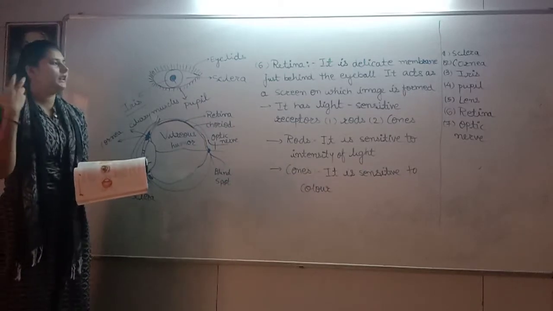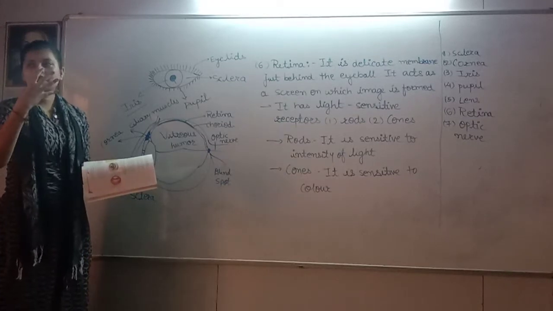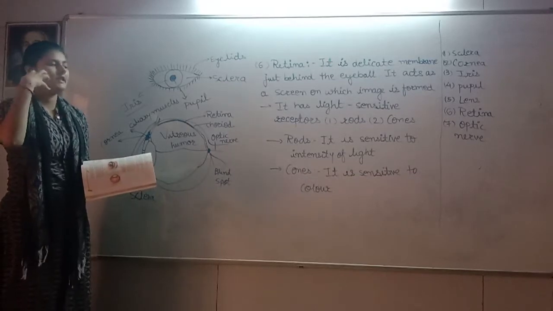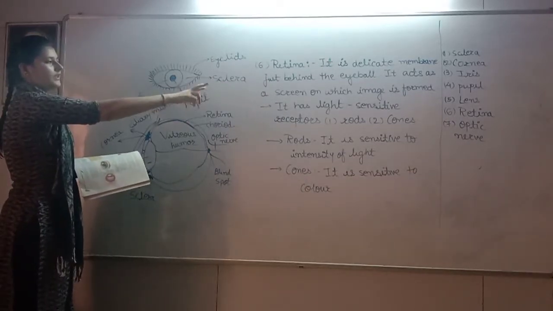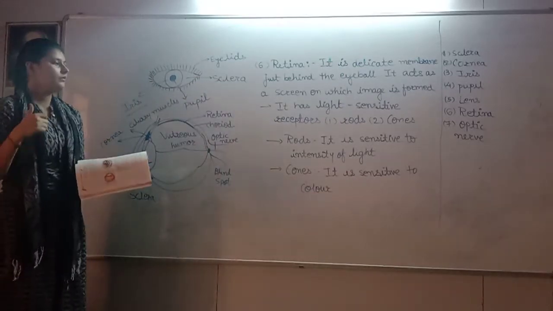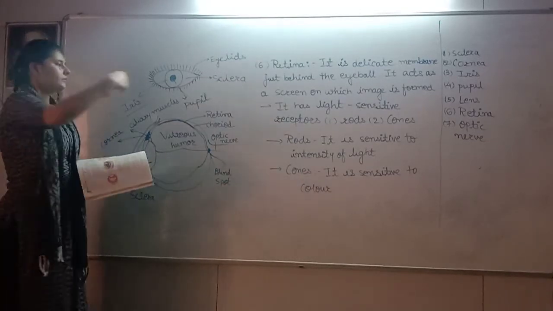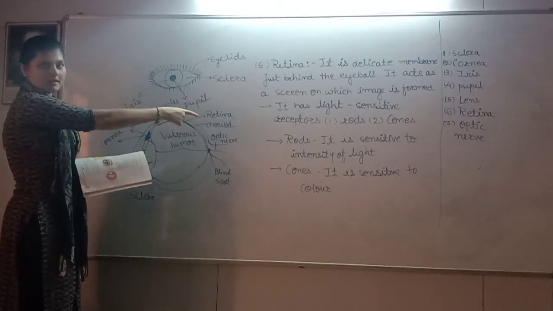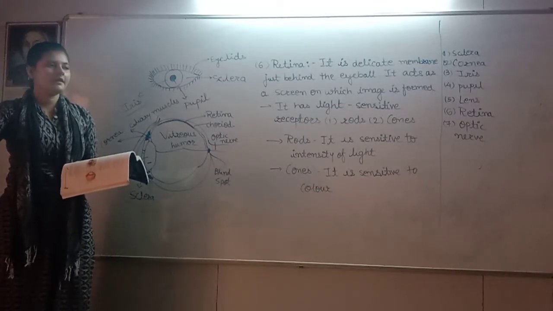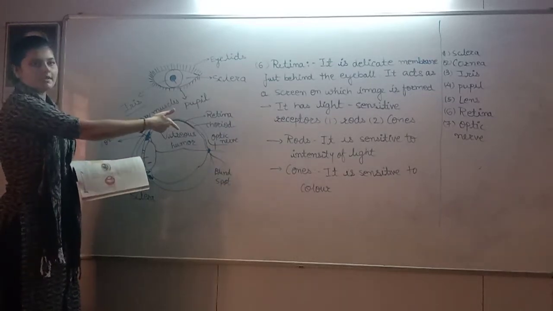So it has two light sensitive receptors. Whatever color you are seeing, or whatever flash of light is coming into your eyes, is because of these two receptors, that is rods and cones, right? Rods are sensitive to the intensity of light. Whatever intensity of light is getting inside your eyes is the department of rods, right? And when we are talking about cones, whatever color you are seeing, whether it is blue or red or green, that goes to cones, right? Fine.